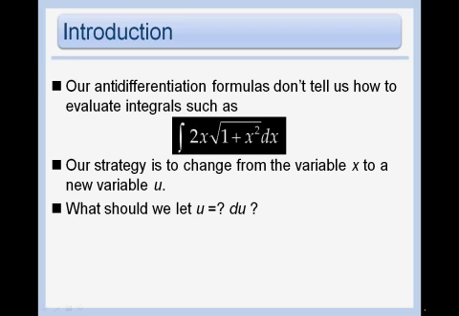So this slide says our antidifferentiation formulas don't tell us how to evaluate integrals such as the antiderivative of 2x root 1 plus x squared dx. Our strategy is to change from the variable x to a new variable u, and this is called u substitution. Okay, so we're doing u substitution.